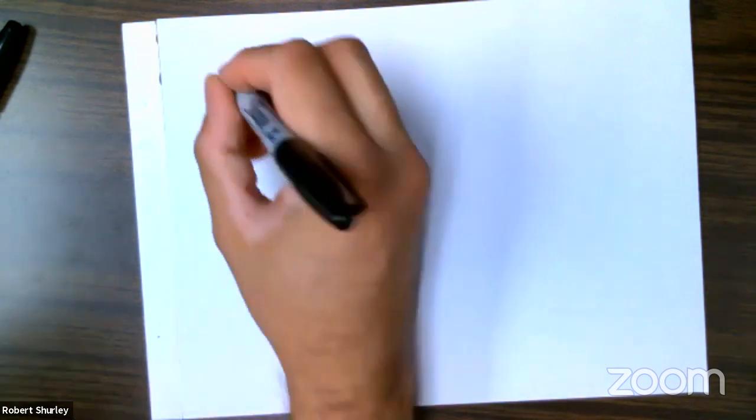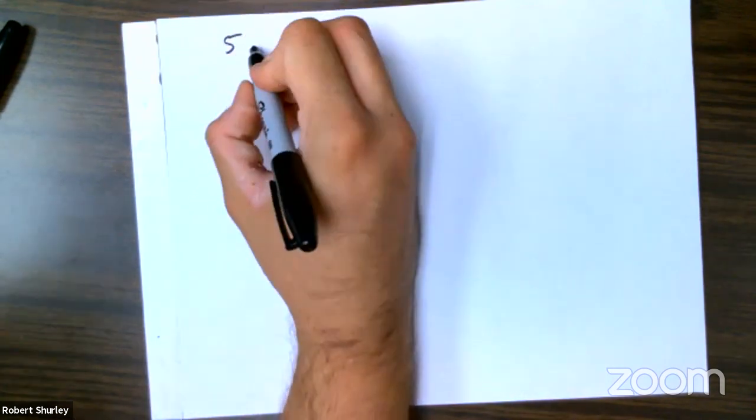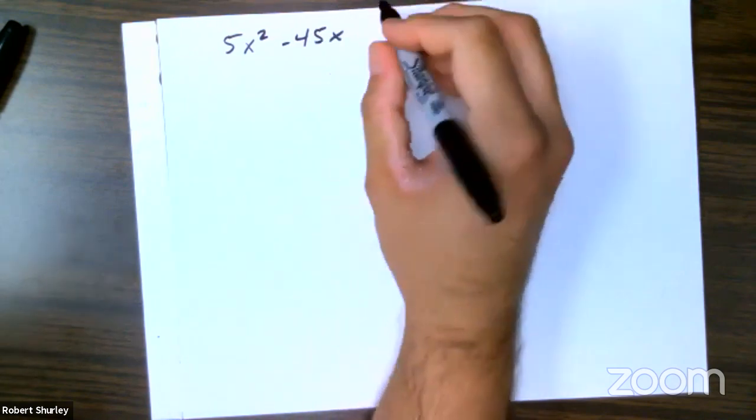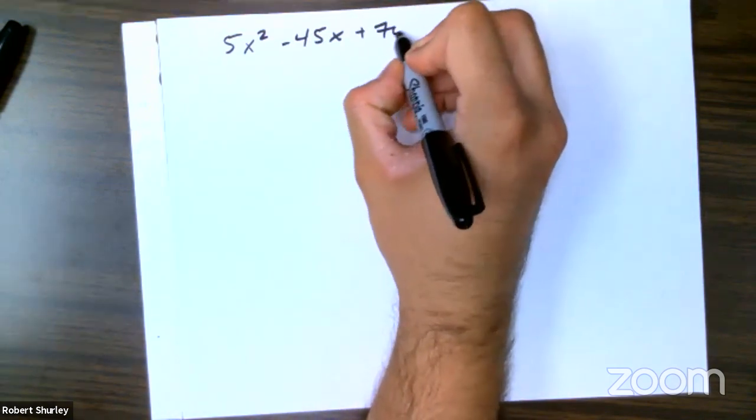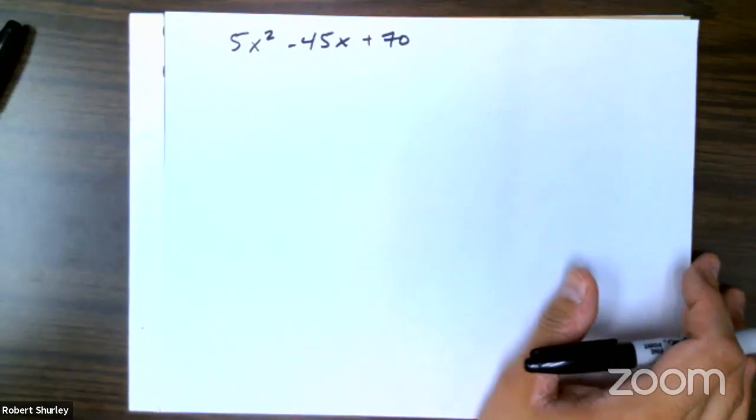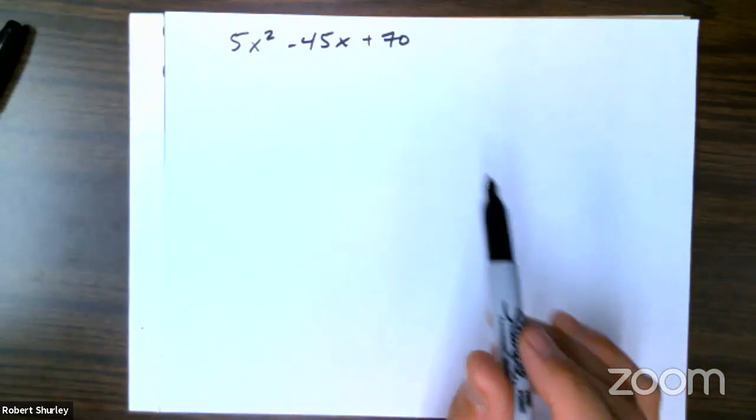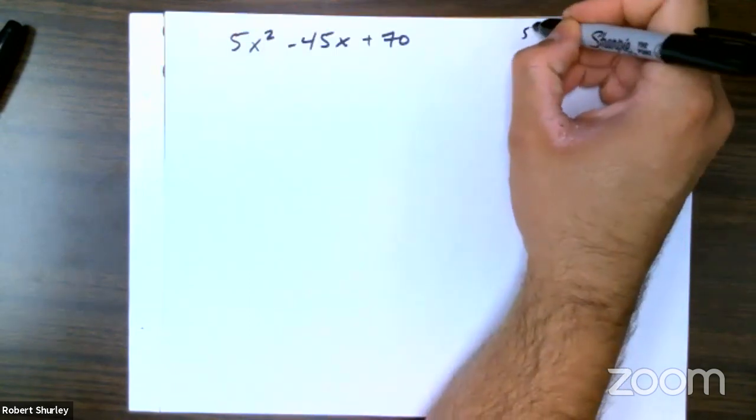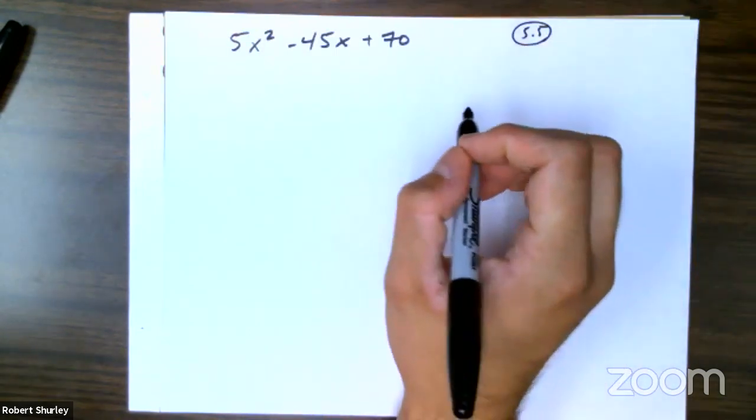I'm going to choose some back from 5-5, actually. Let's look at number 12 here. We've got 5x squared minus 45x plus 70. And the question will say factor completely, right? Factor completely. And the first thing, remember, the first thing I've got to factor is, this is still from 5-5. Okay, number 12.